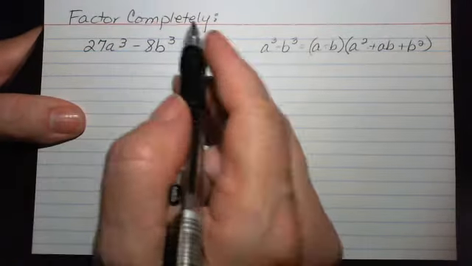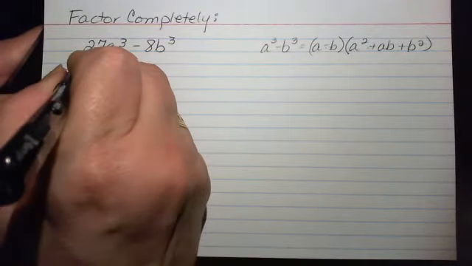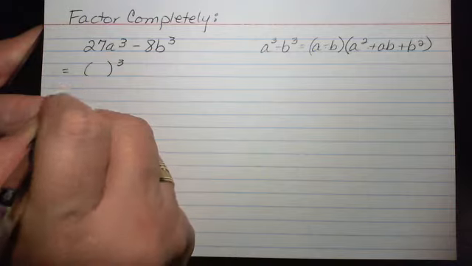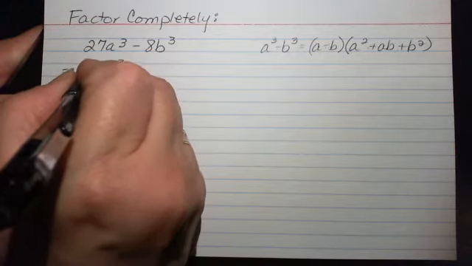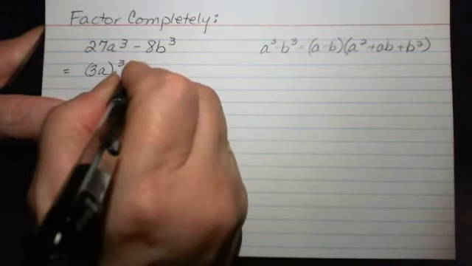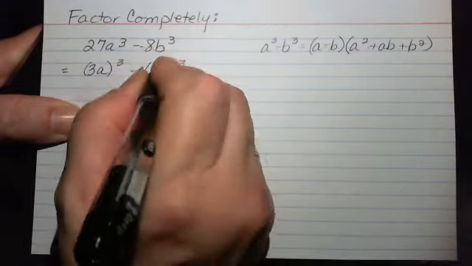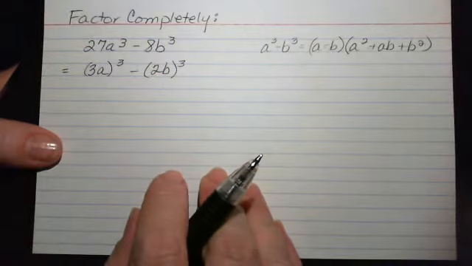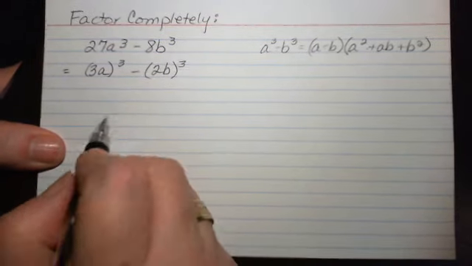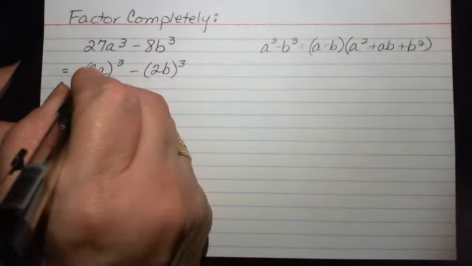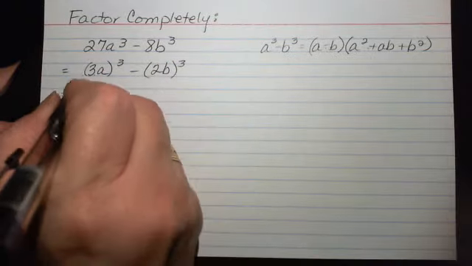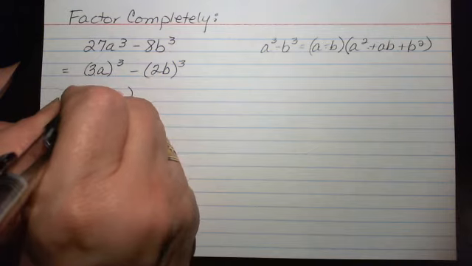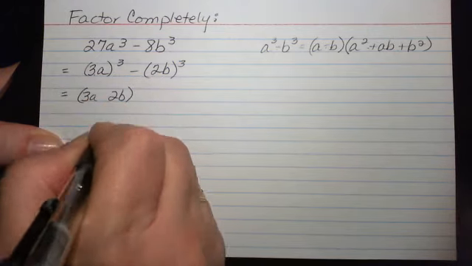Alright, so now let's see if it actually does fit this pattern. Can we cube something to get the first term? We cube 3 for 27 and A for A cubed. Can we cube something to get the second term? We cube 2 for 8 and B for B cubed. Okay, so it does fit the pattern. So then this becomes the A and B part of our pattern. So our binomial is 3A, 2B. We'll wait and put the signs in later.